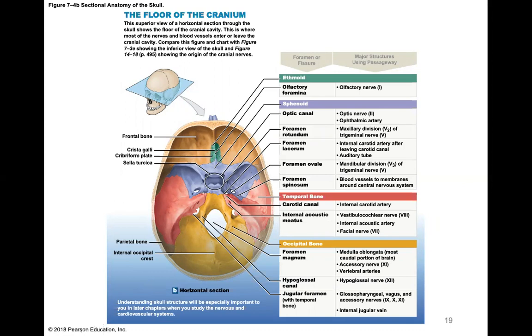An important structure is the sella turcica right here. The sella turcica is going to essentially be a structure that will house the pituitary gland. And that's found within the sphenoid here. We can see our two temporals and then our occipital bone at the base here.